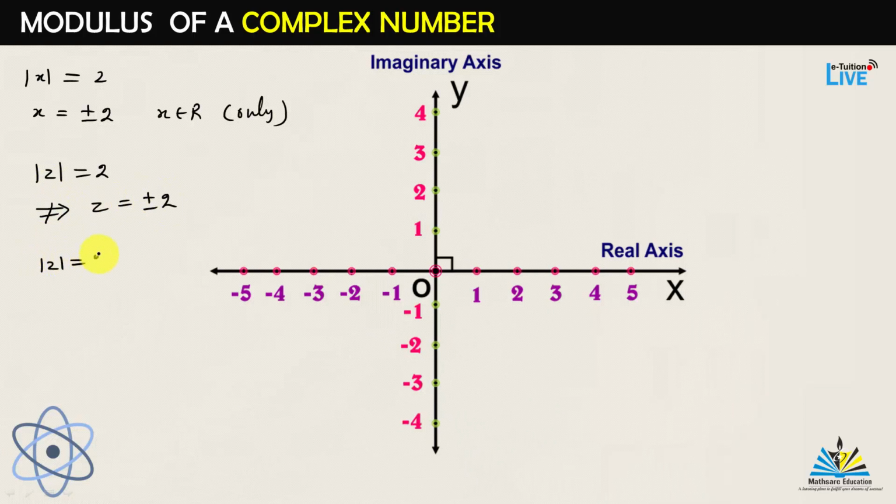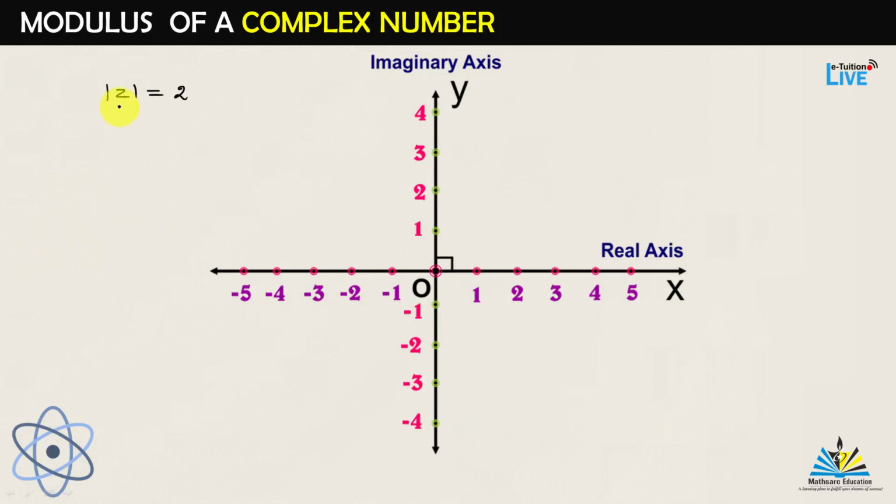What does this imply? Mod z is equal to 2. This implies the complex numbers z which are 2 units apart from origin. You can see this is a complex number which is 2 units apart from origin. This is also, and this is also. Mod z is equal to 2 doesn't imply the only complex number is z equal to plus minus 2. But there are infinite numbers of points in this Argand plane, as you can see here, which are 2 units apart from origin, and they all lie on a circle of radius 2 units.